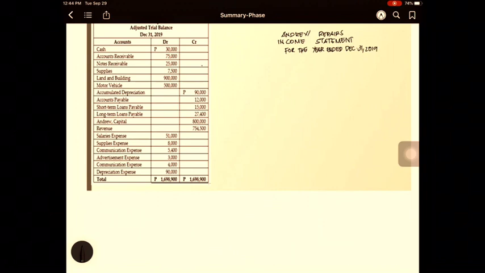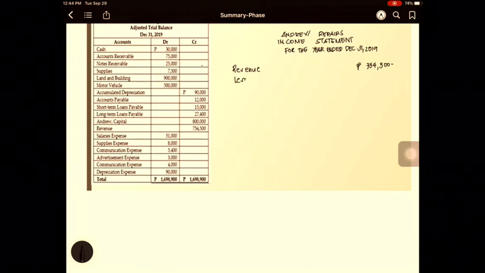Now that we are done with the heading, the next is to put the elements that should be seen in the income statement of Andrew Repairs. In this case, you write here the amount of the revenue earned by Andrew Repairs. How much is the total revenue? There is 754,500.